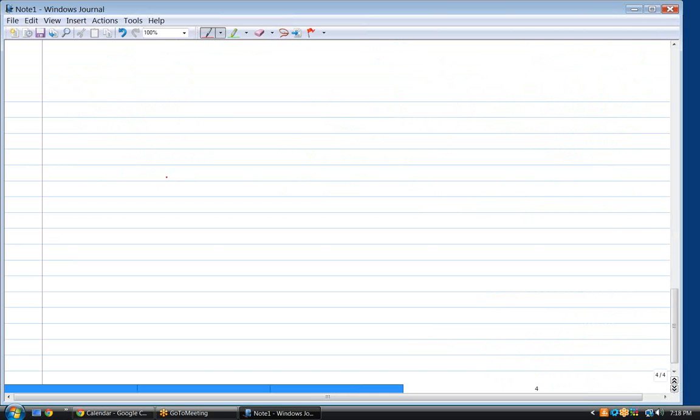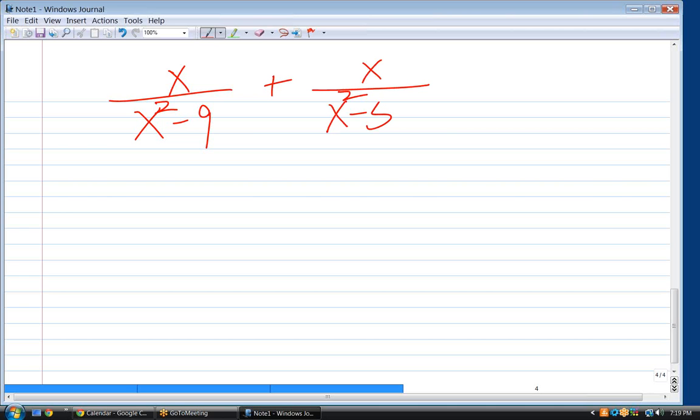x over x squared minus 9, plus x over x squared minus 5x plus 6. Okay, so this is going to be a little tougher to find a common denominator.